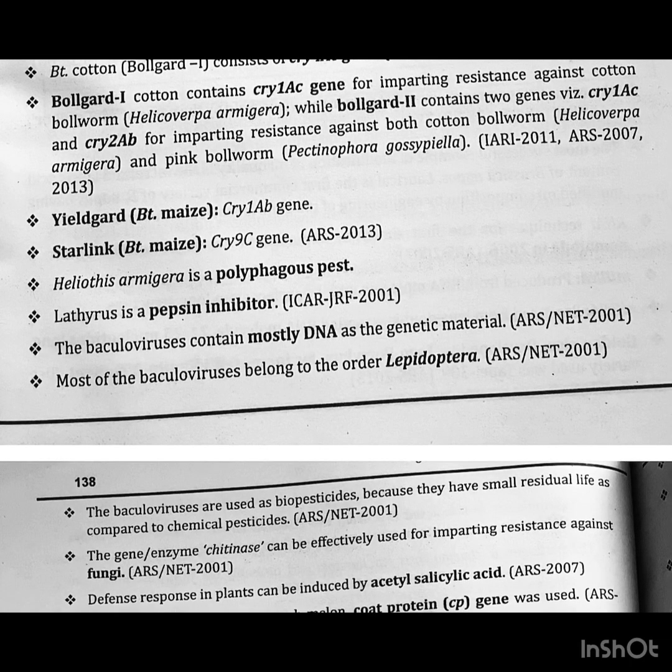Heliothis armigera is a polyphagous pest. Lathyrus is a pepsin inhibitor. ICAR JRF 2001. The baculovirus contains mostly DNA as its genetic material. ARS NET 2001. Most of the baculoviruses belong to the order Lepidoptera. ARS NET 2001.